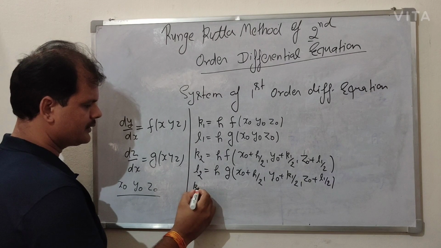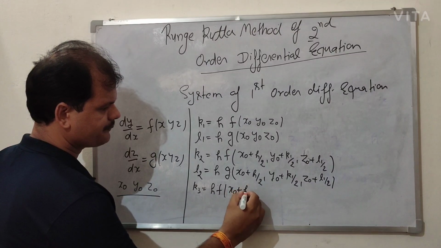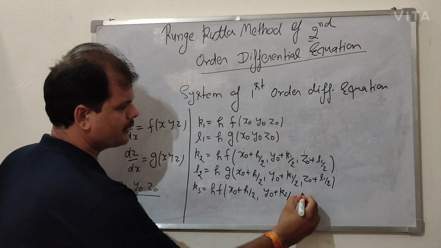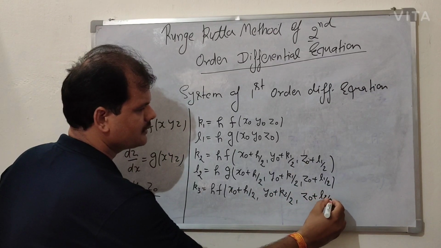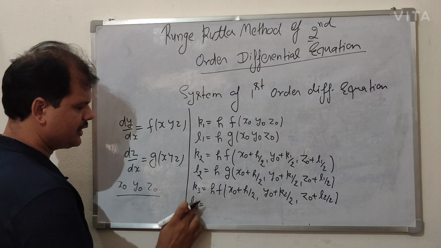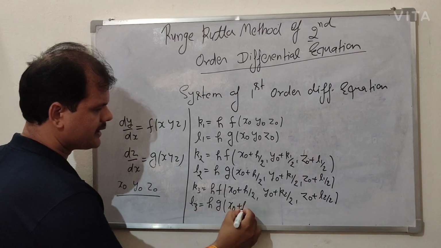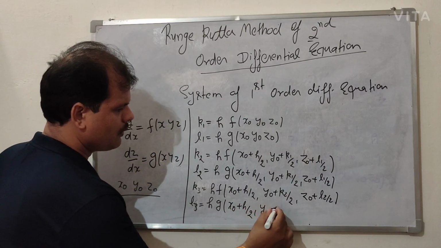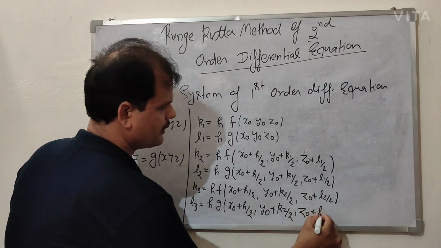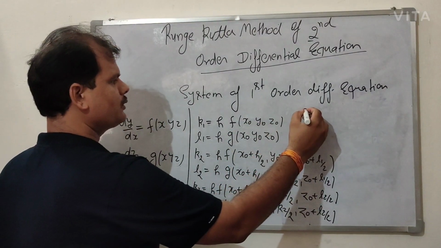Now we calculate k3. k3 equal to h f of x0 plus h by 2, y0 plus k2 by 2, z0 plus L2 by 2. And L3 equal to h g of x0 plus h by 2, y0 plus k2 by 2 and z0 plus L2 by 2. So k3, L3. Now lastly we find k4.